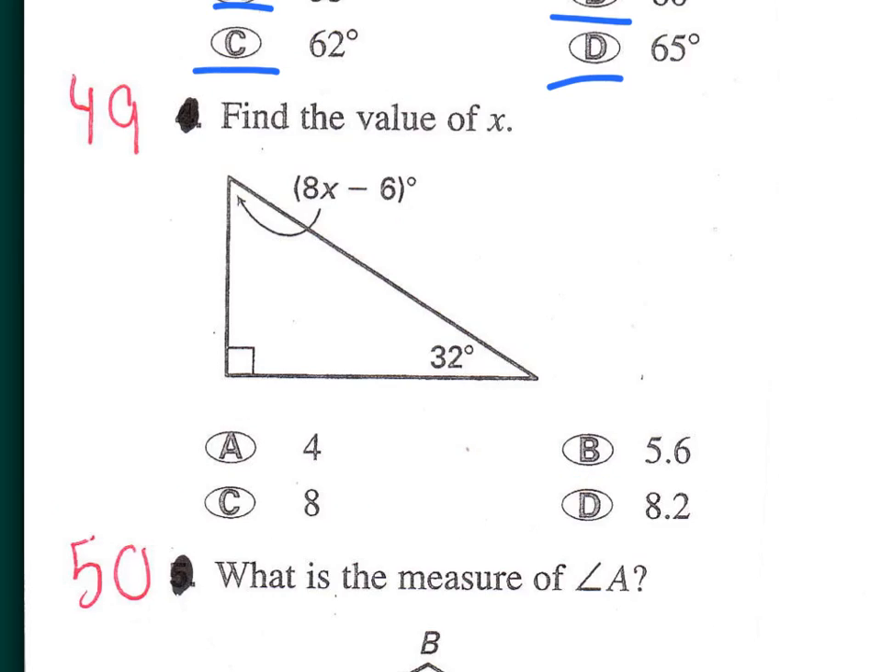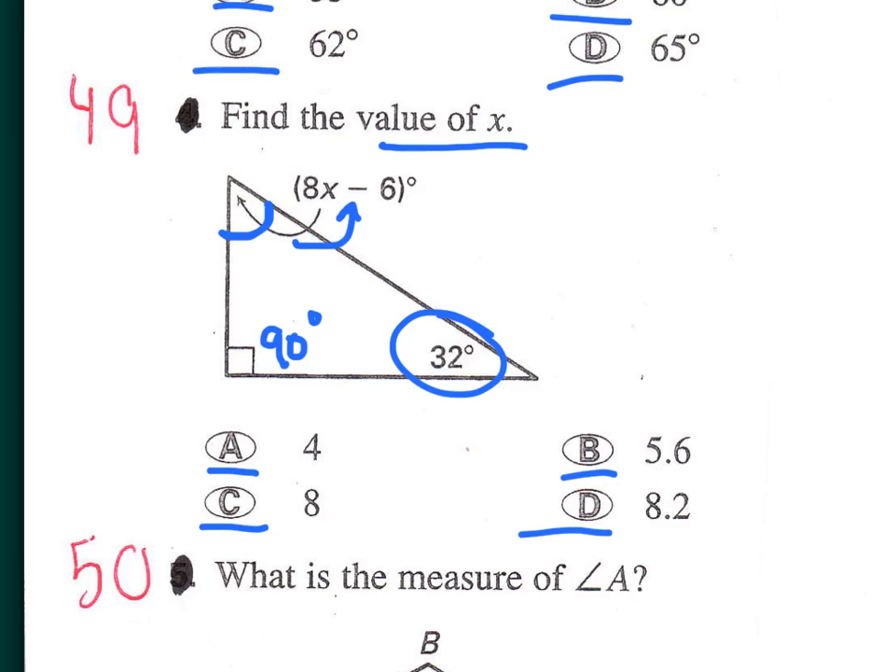In number 49 here, you got to set up an equation. You need to find the value of x, okay? So this angle is the 8x minus 6. This angle is a right, so he's 90 degrees. And then you got 32. So remember how many degrees are total in a triangle. So use all this given information, set up an equation, solve for x. Is it A, 4, B, 5.6, C, 8, D, 8.2?